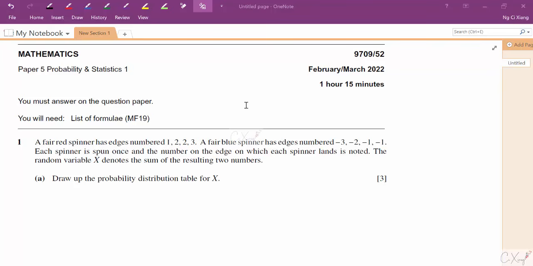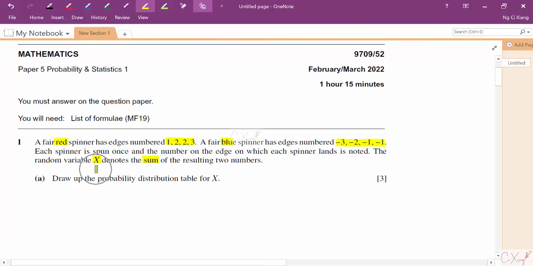Alright, so in this video we are going to discuss Statistics 1 paper for February/March 2022. Let's have a look at question number 1. We have a fair red spinner with these numbers and also a blue spinner with these numbers. Each spinner is spun once and the number on the edge on which the spinner lands is noted. The random variable X denotes the sum of the resulting two numbers.